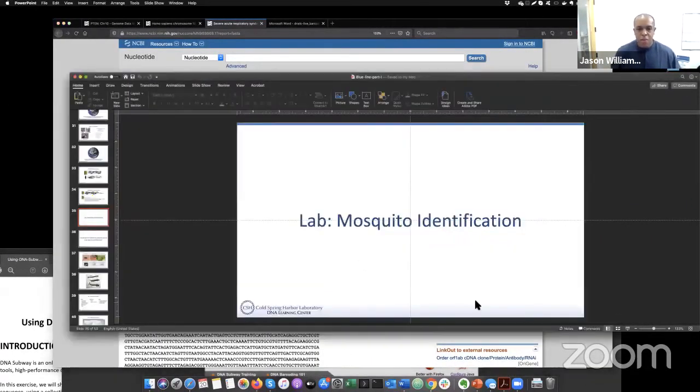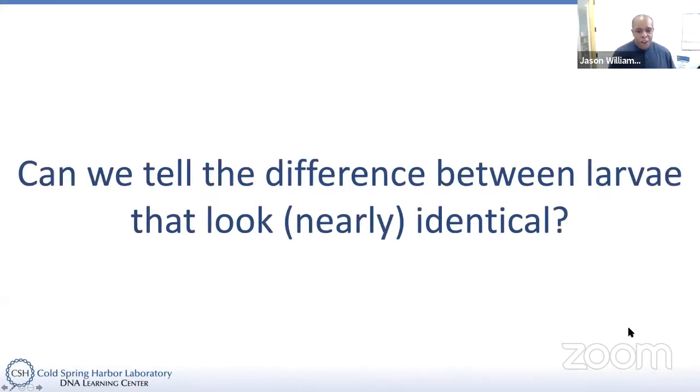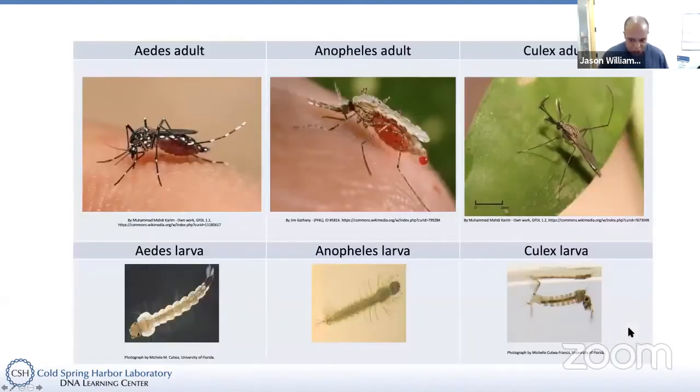So let me talk about the mosquitoes, which is the goal of today's lab. Here's the problem, and we're going to work strictly with bioinformatics. So we're not extracting any mosquito DNA, but we are going to ask the question: can you tell the difference between mosquito larvae, so immature mosquitoes, that look nearly identical? So quiz yourself. Here are 3 different species. In fact, the genera of mosquitoes are different: we have Aedes, which is one particular genus, Anopheles, and Culex.